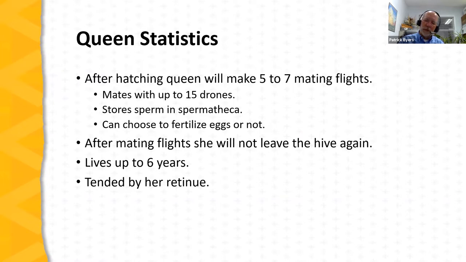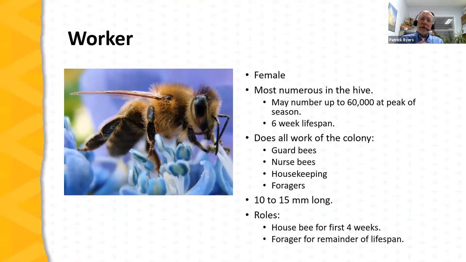The worker bee. By far the majority of the bees in a colony, in a hive, are female worker bees. There can be up to 60,000 worker bees present in a strong colony at the peak of the season. Typically, a worker bee has a fairly short lifespan, and it's partly because they work for that entire lifespan. Typically, during flowering season, during the spring, summer, and fall, it's about a 6-week lifespan. Now, the worker bees that are present during the winter will live a longer period of time. They can actually live for the better part of the winter.